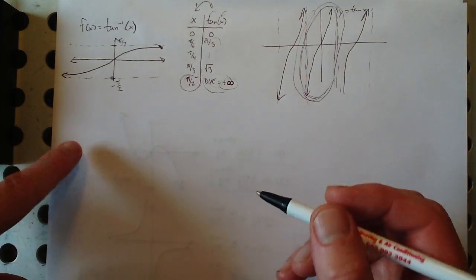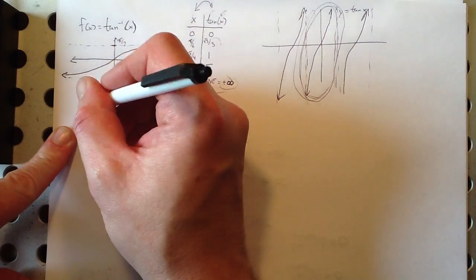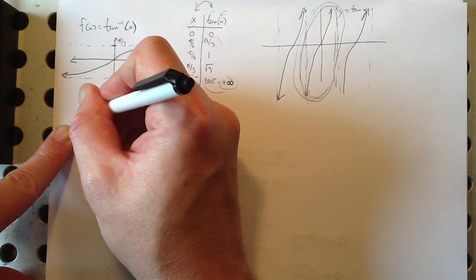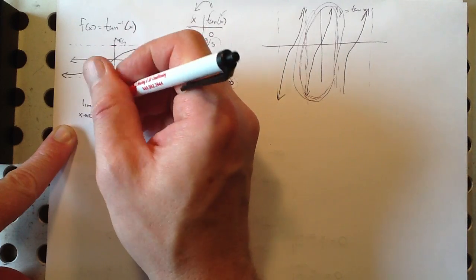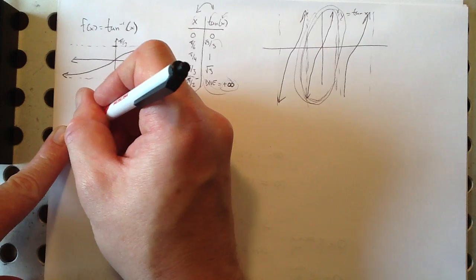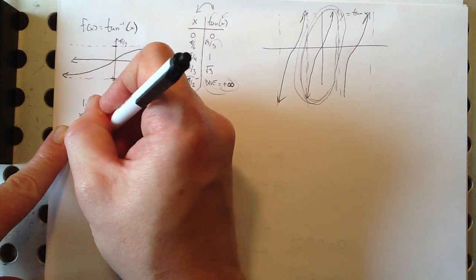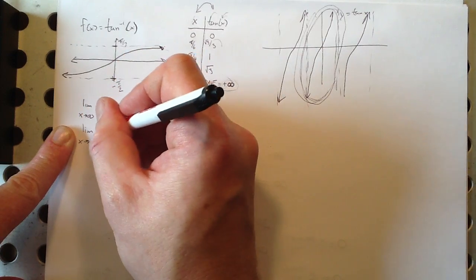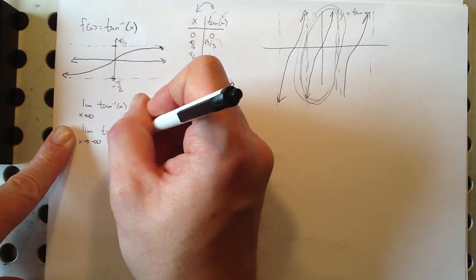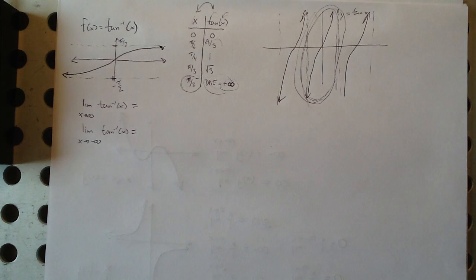All right, so here's a little review of what those functions look like. So see if you can answer these questions now. What's the limit as x approaches infinity of tangent inverse x? What's the limit as x approaches negative infinity of tangent inverse x? Before I write the answers in, pause and think about that if you don't have it already.